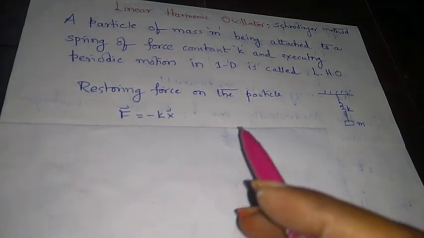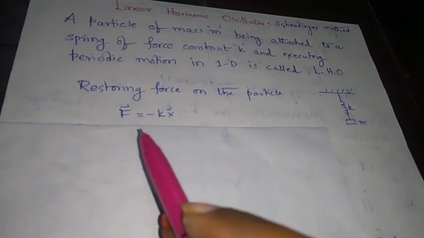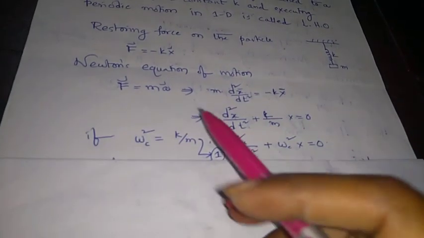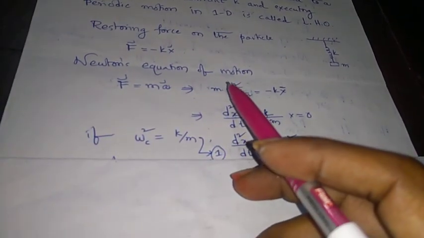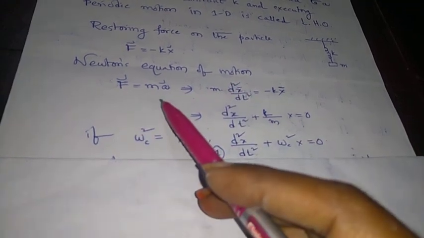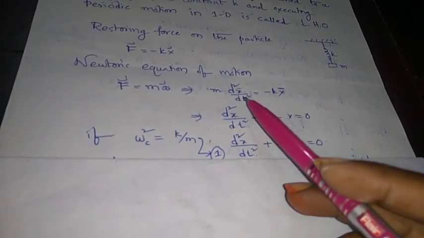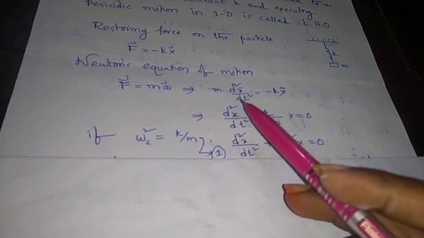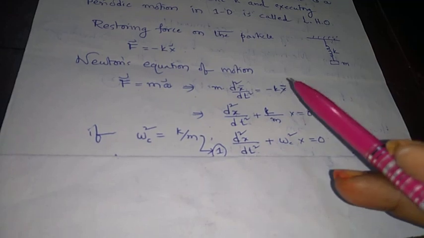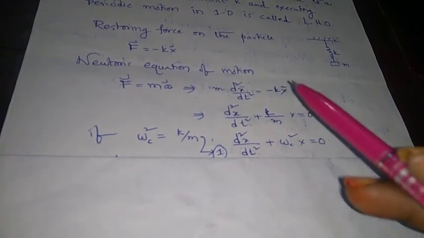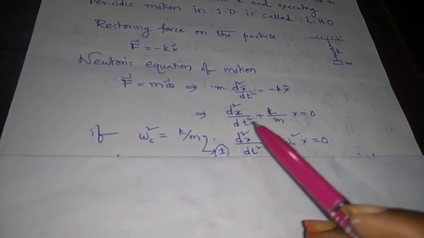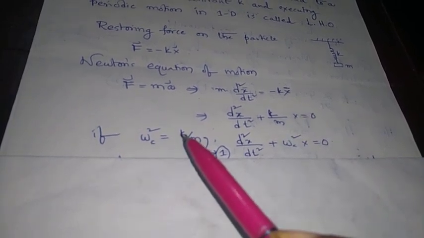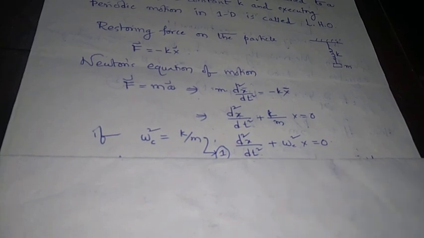The restoring force acting on the particle can be taken as that of Hooke's law, like this. Newton's equation of motion for this particle can be written as this. If you write a as d square x by dt square and equate that to minus kx, and neglect the vectorial nature of x, we get this second order differential equation. And here if you call omega sub c squared equals k by m, we get this as the differential equation.